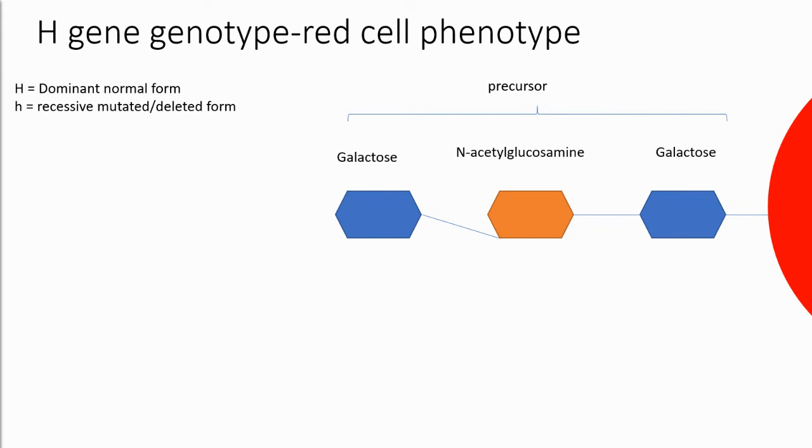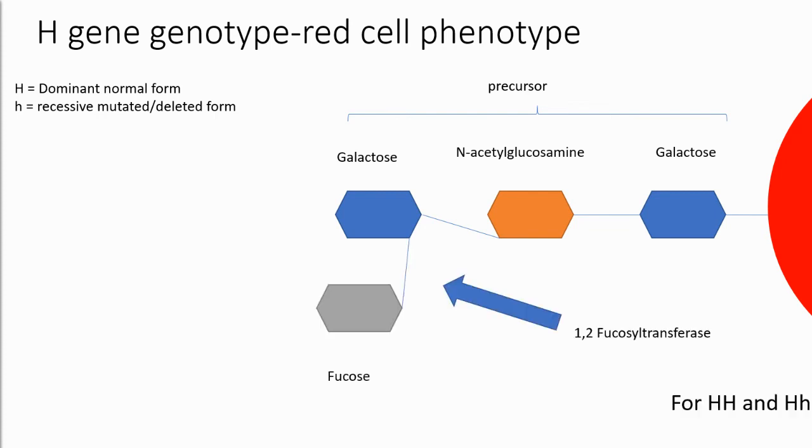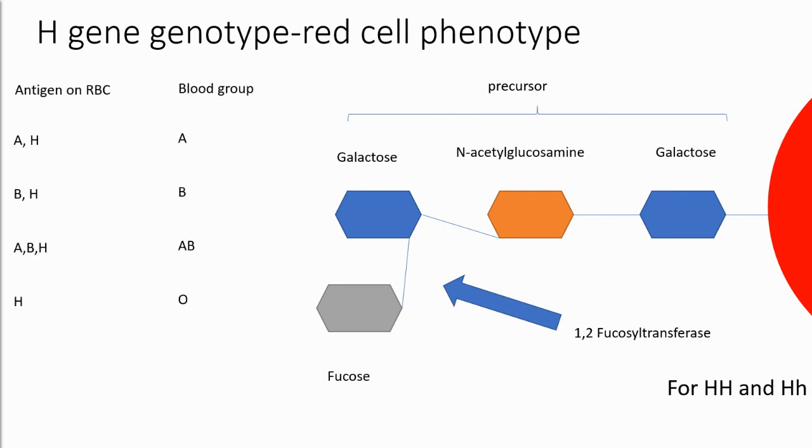The H gene has two variants: the dominant normal form, represented by a capital H, and the recessive mutated form, represented by a lowercase h. The enzyme 1,2-fucosyltransferase is expressed by dominant homozygotes and heterozygotes, so the precursor is modified to H substance. So in these cases, the red blood cells of all blood groups possess the H antigen, as can be seen on the left-hand side.